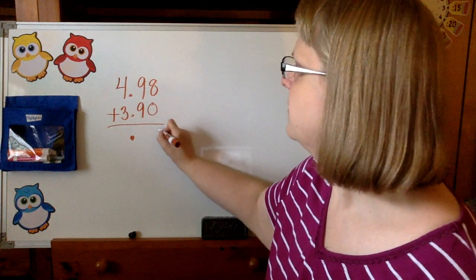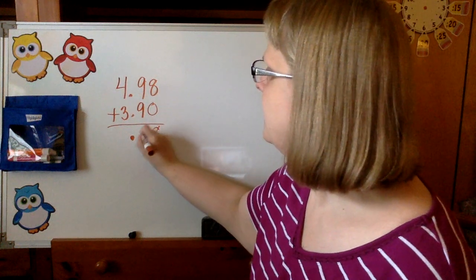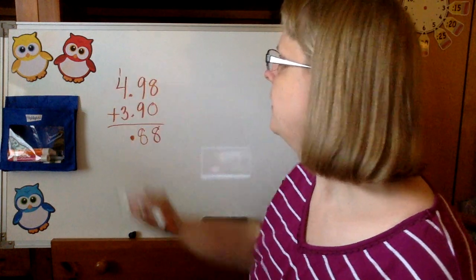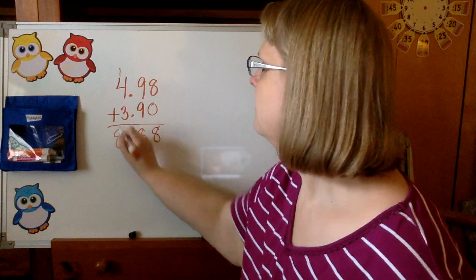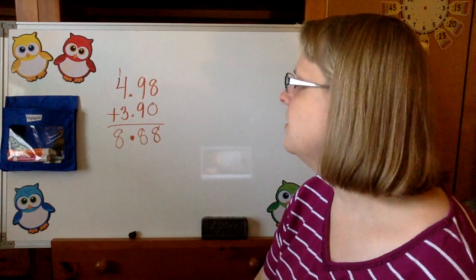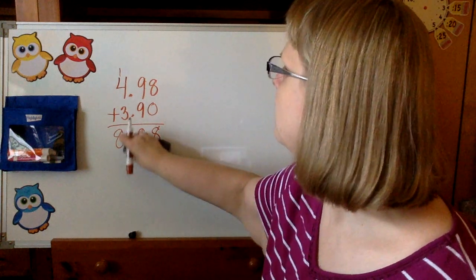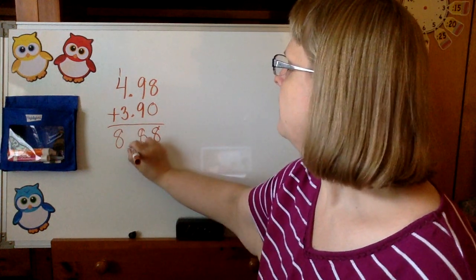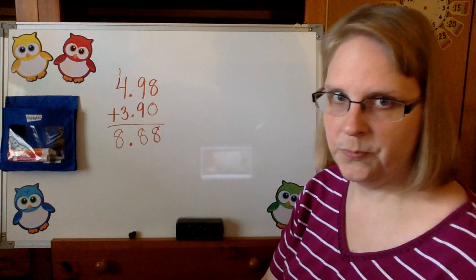All right, so 8 plus 0 is 8. No regrouping necessary. 9 plus 9 is 18. So I'm going to carry my 1. And then 5 plus 3 is 8. Oh, look at that. All 8s. So my answer is 8, and my decimal point's pretty high there. Bring it down a little bit. 8 and 88 hundredths. Okay.